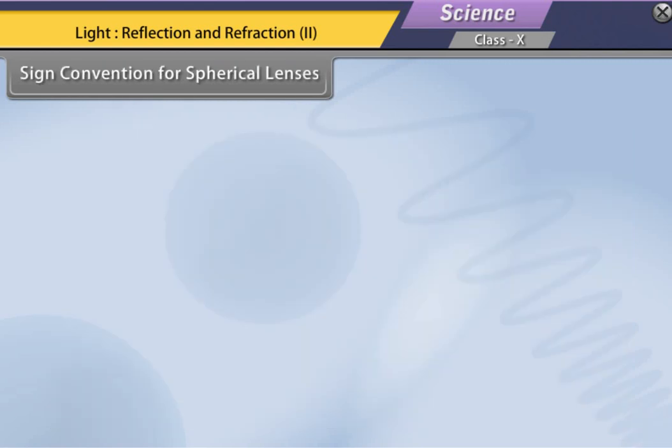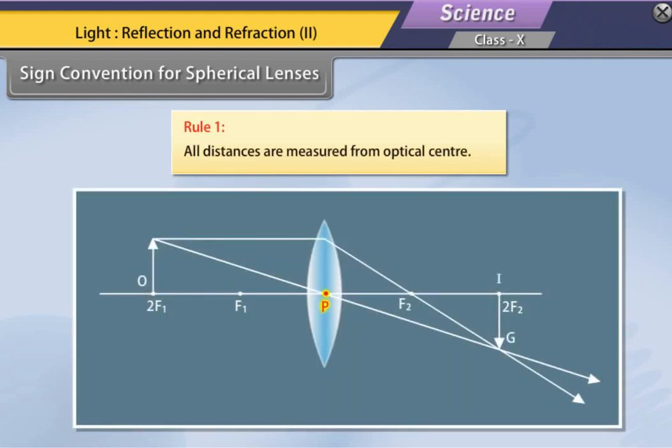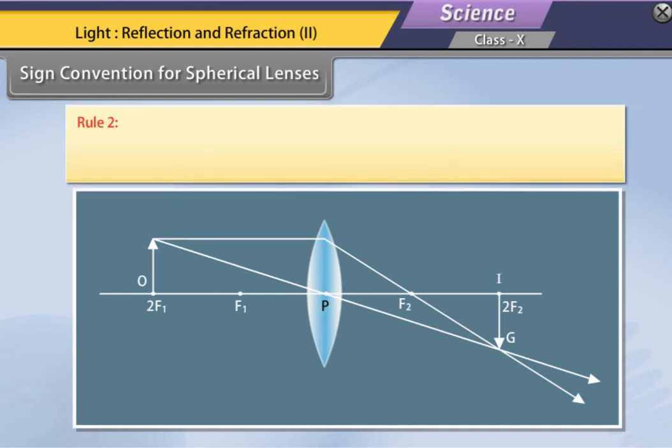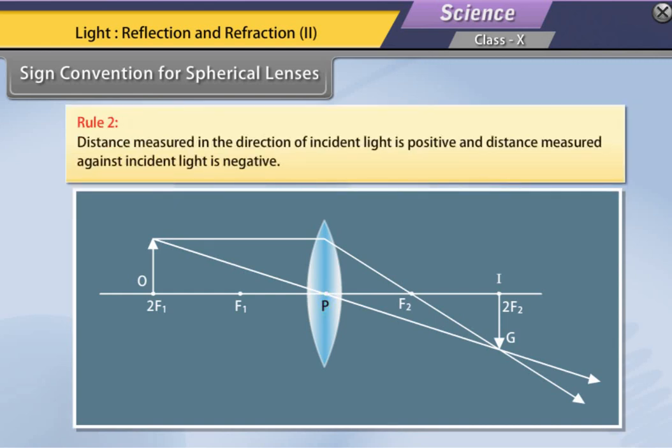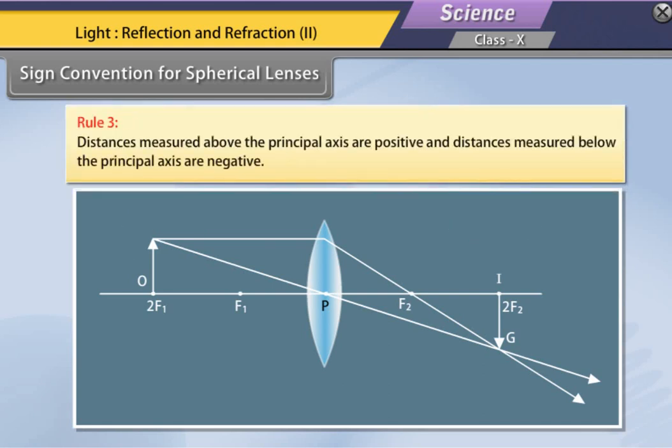Sign convention for spherical lenses. The sign convention rules are as follows. Rule number 1: All distances are measured from optical center. Rule number 2: Distance measured in the direction of incident light is positive and distance measured against incident light is negative. Rule 3: Distances measured above the principal axis are positive and distances measured below the principal axis are negative.